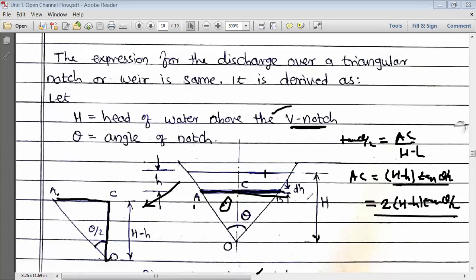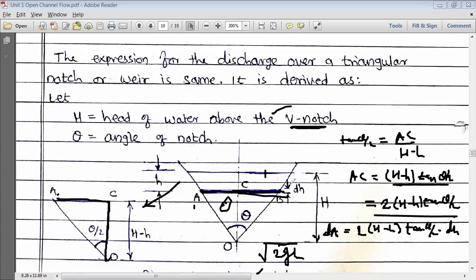What is the height? dh. So I will get the area of the strip dA is equal to 2 into (H minus h) into tan theta by 2 into dh. Okay, this was the small area. Then what will be the theoretical discharge? What is the velocity through this strip here? The velocity will be under root of 2gh. Right?